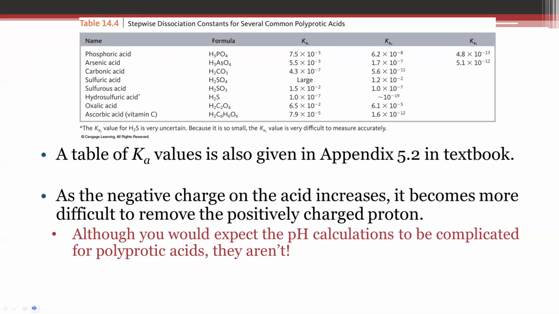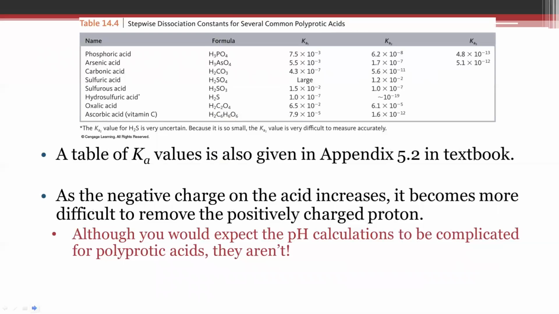Notice that for sulfuric acid, remember that's a strong acid, it just says large, which means that it's definitely going to lose it. If you remember, the larger the Ka value, the more likely it'll lose its H+, its proton. There is also a table of Ka values in Appendix 5.2 in your textbook, so that might be helpful to find when you're working on problems.